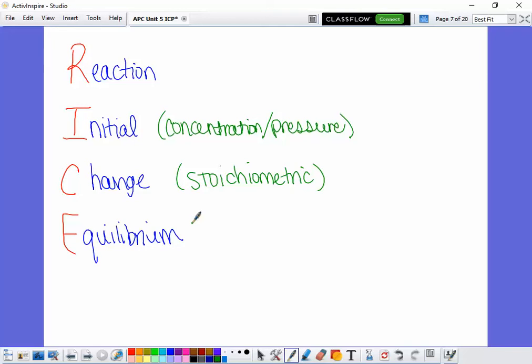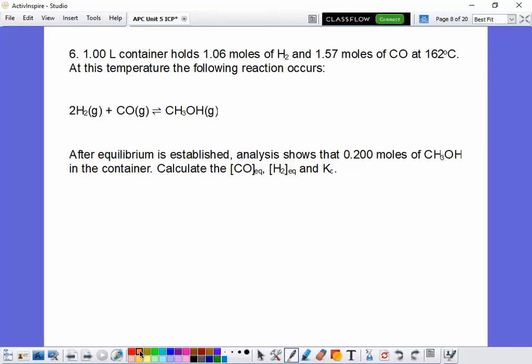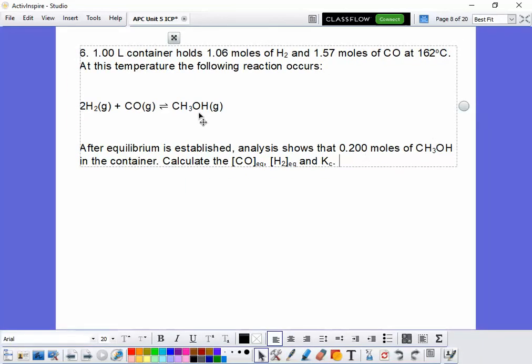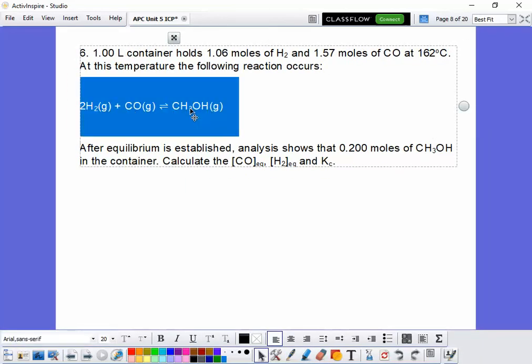We ready to do the first one? All right. So we have this reaction. We have a 1 liter container that holds 1.06 moles of H2 and 1.57 moles of CO at 162 degrees Celsius. At this temperature, the following reaction occurs. And then after equilibrium is established, analysis shows that 0.200 moles of CH3OH are in the container. And then we want to calculate the equilibrium concentrations of the two reactants and Kc.